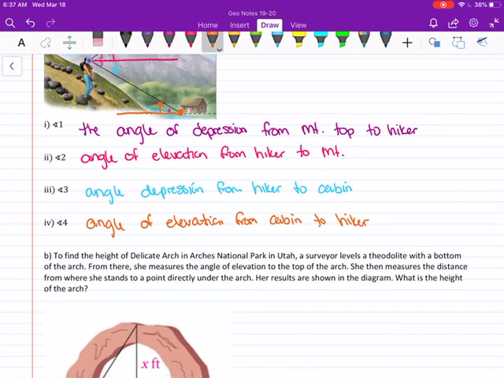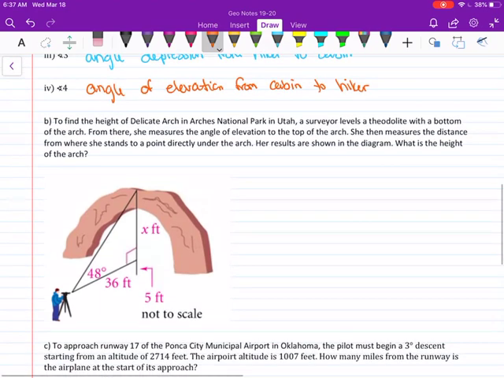All right, we have 2 more examples. So, find the height of Delicate Arch in Arches National Park in Utah. A surveyor levels a theodolite with the bottom of the arch. From there, she measures the angle of elevation to the top of the arch. She then measures the distance from where she stands to a point directly under the arch, and her results are shown in this diagram. What is the height of the arch?